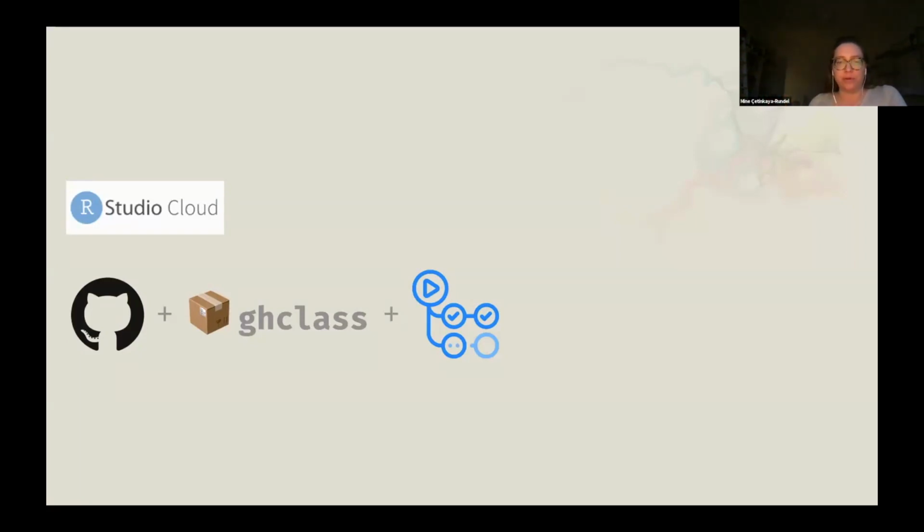So the number, I think by the end of the semester, is like thousands of repositories in our organization, which if I had to point and click around and do it would be really difficult. So we have a package called ghclass that allows you to do that. And we also use GitHub Actions to give some automated feedback to students. So far, the automated feedback is for formative stuff.